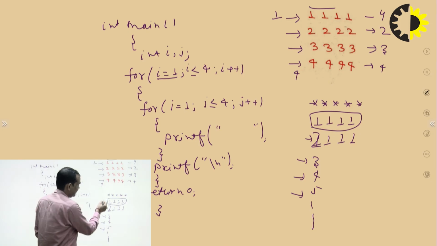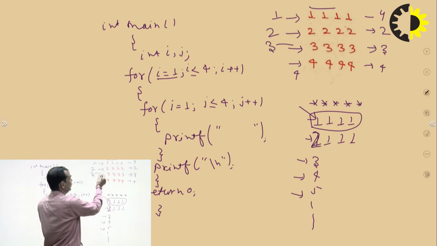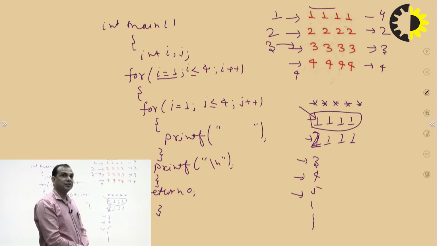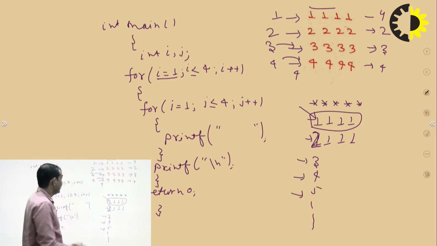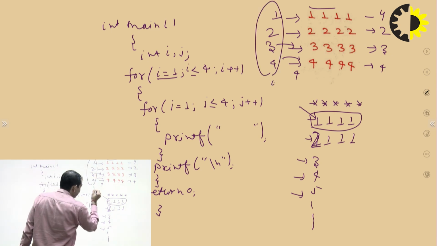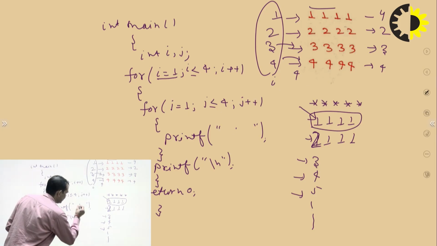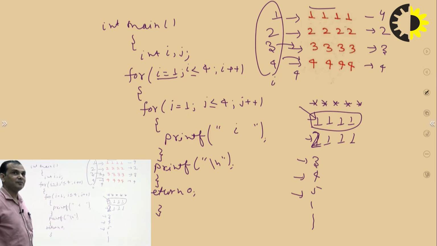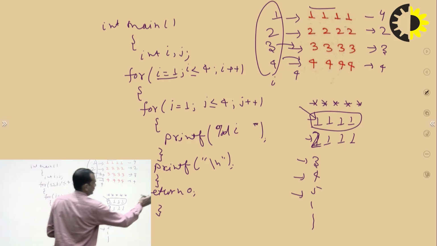When i equal to 1, meaning the first line, what do we need to print in the first line? 1. When the line number is 2, what do we want? We have to print the value 2. In the third line we print 3, and in the fourth line we print 4. Means what we want is the value of i. So inside this, what is to be printed? i, and to print the value of i, simply what do I do? That is percent d.